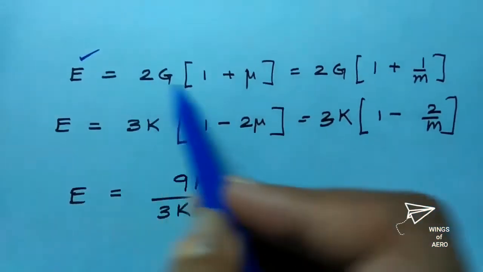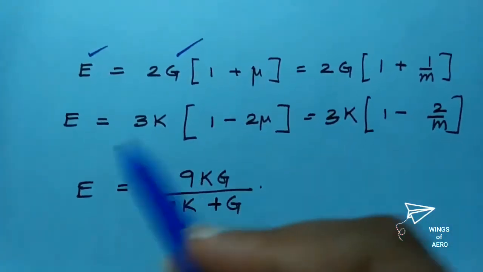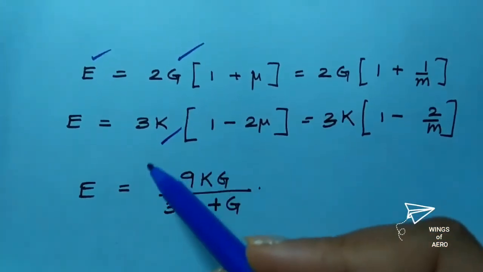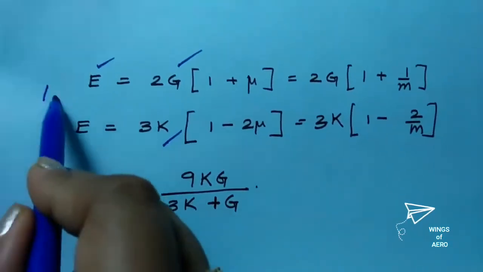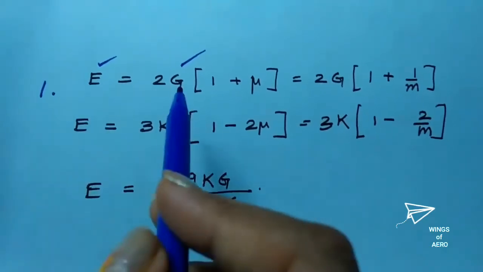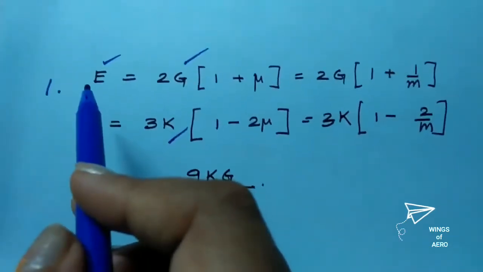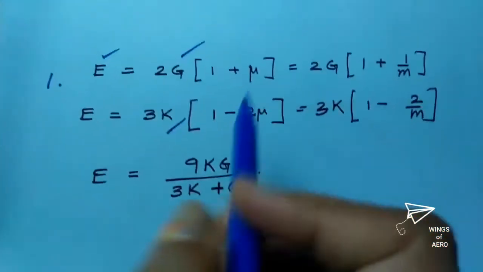E means Young's modulus, G means rigidity modulus, and K means bulk modulus. The first equation is a relation between the Young's modulus and the rigidity modulus. You have to remember this: E equals twice G into (1 plus mu).